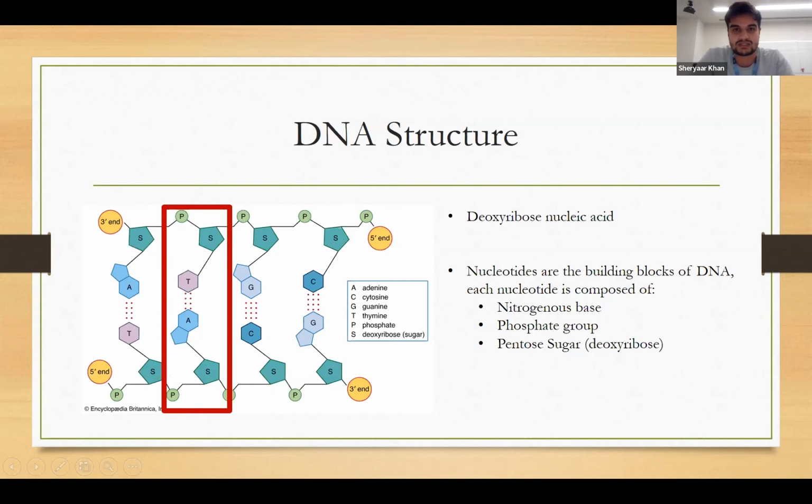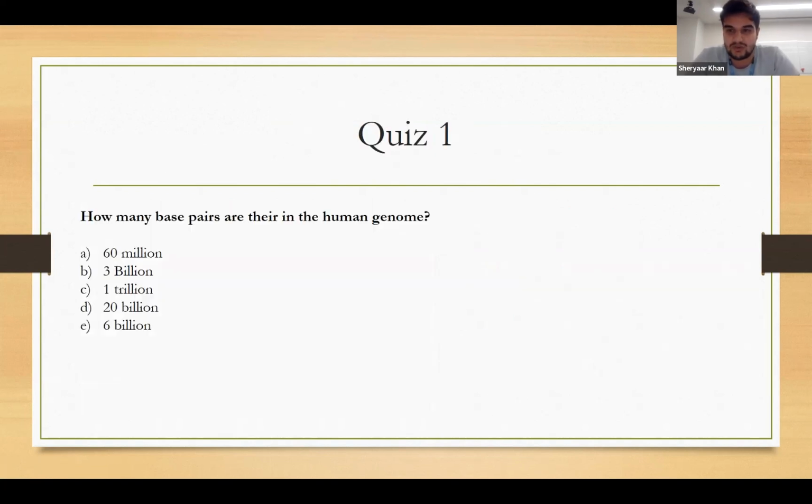So going over the basics here, we just want to understand these basics, so that when we do get to sequencing, we really understand those points. Just as a quick quiz, can anyone tell me how many base pairs there are in the human genome?